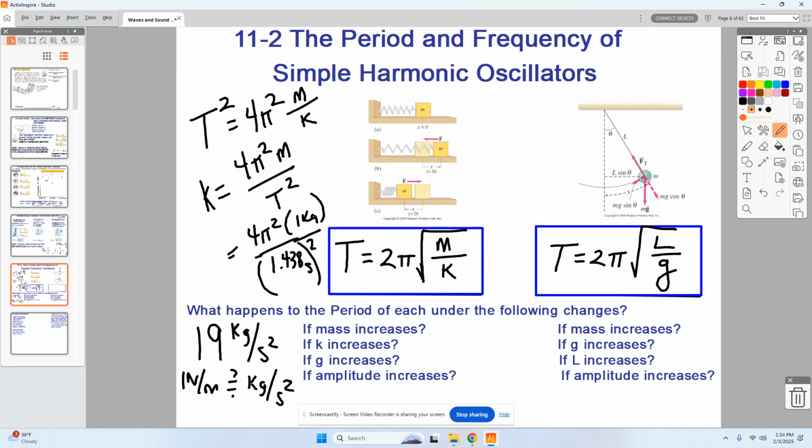What would happen to the period? If I make G bigger, G's in the denominator, it becomes a smaller period. Okay. What if I make the L longer? What if I make it a longer period? What should happen?